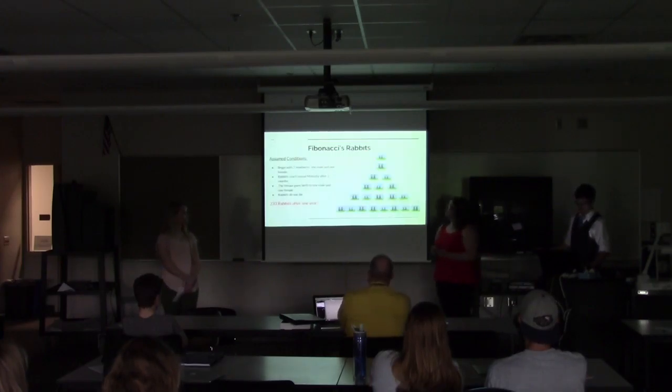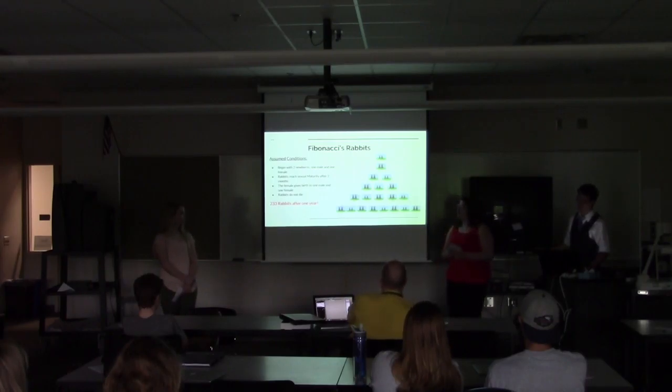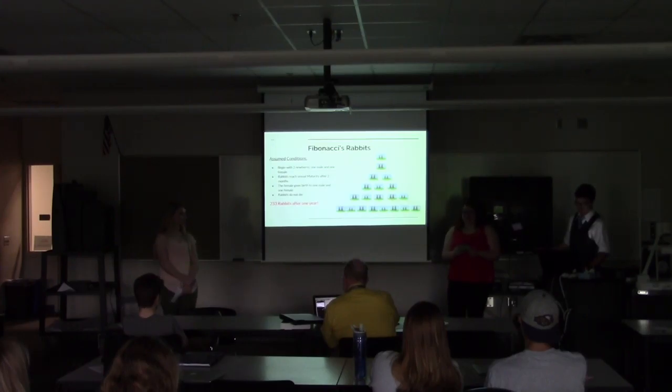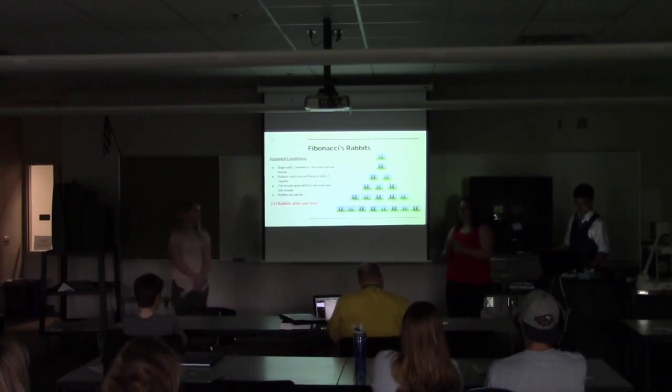So then a way Fibonacci explained his sequence was using rabbits. To do this, he had a few assumed conditions. One was that there were always 2 newborns and that it was 1 male and 1 female. Another was that rabbits are sexually mature after 1 month, and that every time a female rabbit gives birth, it gives birth to one male and female, and that rabbits never die.